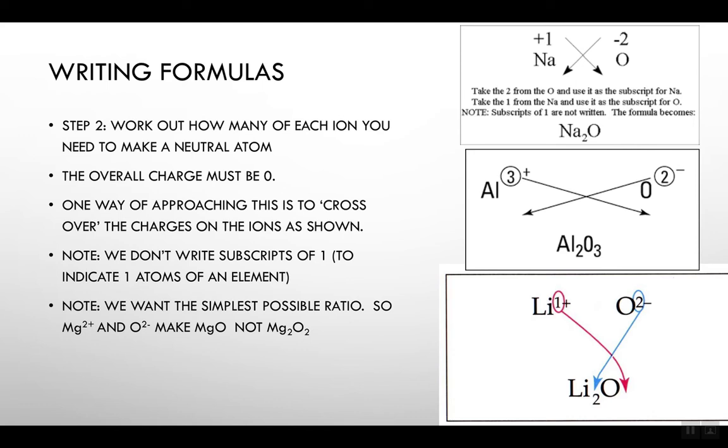Do note though that we always want the simplest possible ratio. So this crossing over can be useful, but be careful with it. If you did it with Mg 2+ and O2-, you'd cross over and you get Mg2O2. That's not the formula. What we're looking for is the simplest ratio. 2 electrons would be lost from magnesium. They'd both go to 1 oxygen. So our overall formula would be MgO. Okay, that's the simplest way of getting an overall 0 charge.